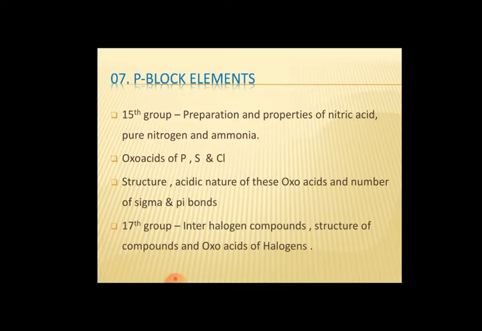And out of these 4 vertical columns, especially in the 15th group, the preparation and properties of pure nitrogen, nitric acid and ammonia, then oxo acids of phosphorus, sulfur and chlorine, then structure and acidic nature of these oxo acids, and the number of sigma and pi bonds. And in the 17th group, the interhalogen compounds are important, the structure of these interhalogen compounds and the oxo acids of halogens are important. So these are the main concepts under the P block element chapter.